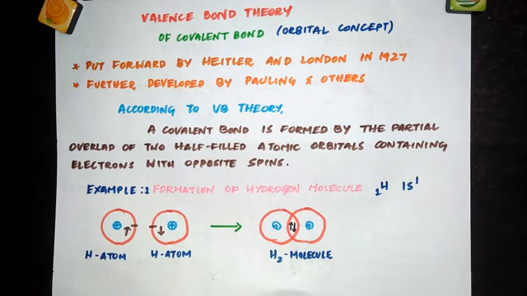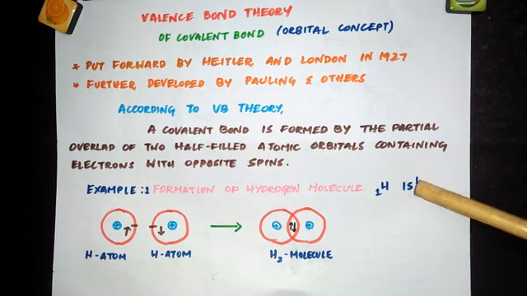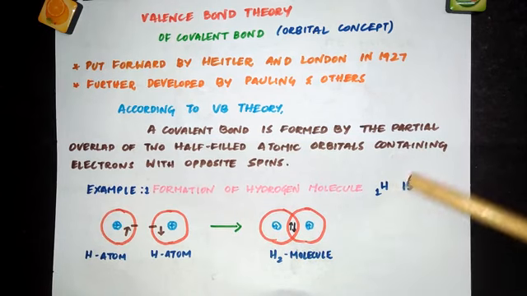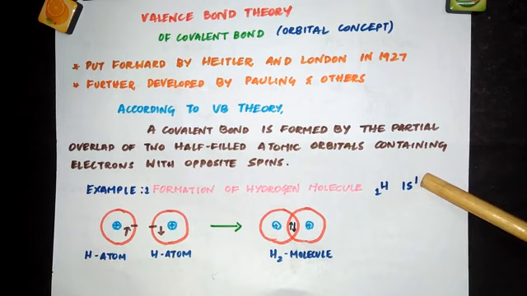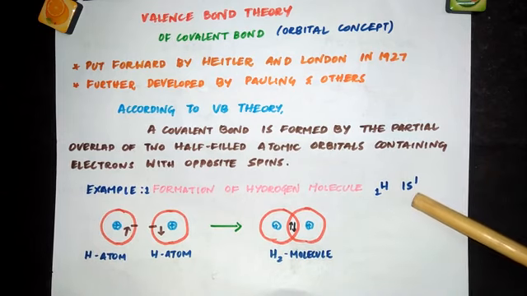We have learned already how many maximum electrons can be present in an s orbital: 2 electrons. Here in hydrogen, how many electrons are present? 1 electron. So we call this a half-filled atomic orbital. When you take another hydrogen atom, it also has 1s1 as the electronic configuration, so that hydrogen atom also has a half-filled atomic orbital.